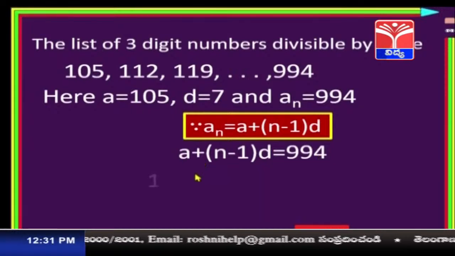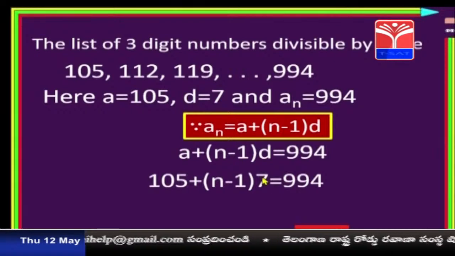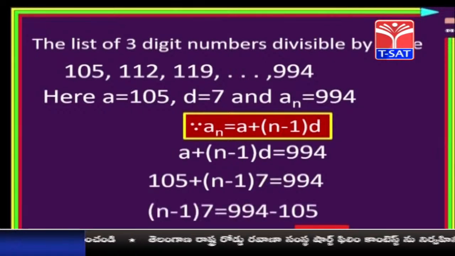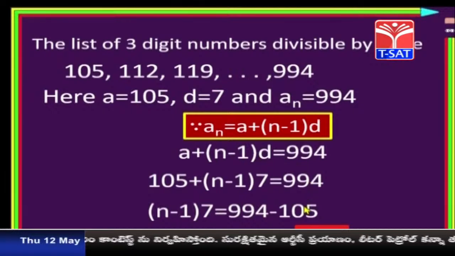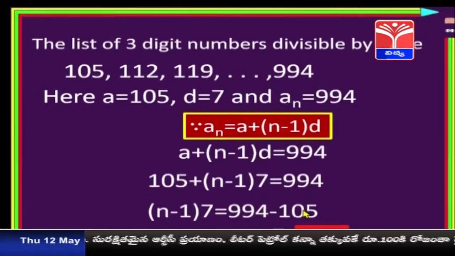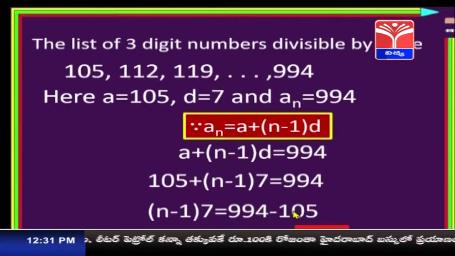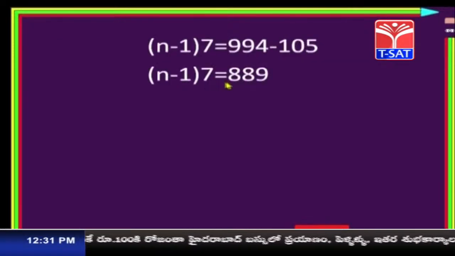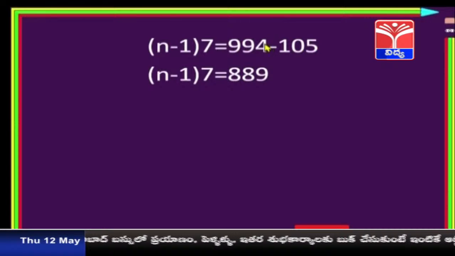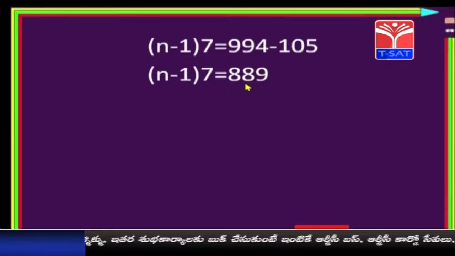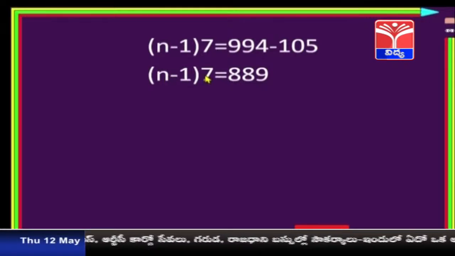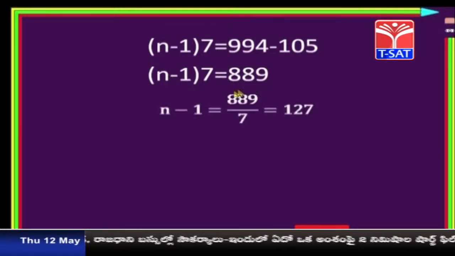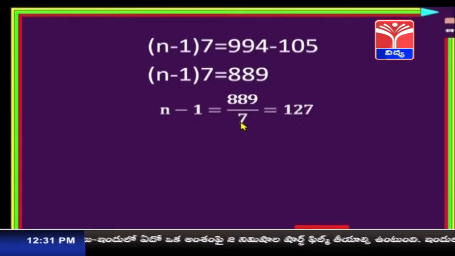So, a + (n - 1)d = 994. Here the a value is 105 and the d value is 7. Solving by simple computations, (n - 1) into 7 is equal to, bringing 105 to the right-hand side, 994 minus 105. What is 994 minus 105? That is (n - 1) times 7 is equal to 889. Now 7 is multiplying (n - 1); bringing it to the right-hand side, it will divide. So, n - 1 is equal to 889 by 7.